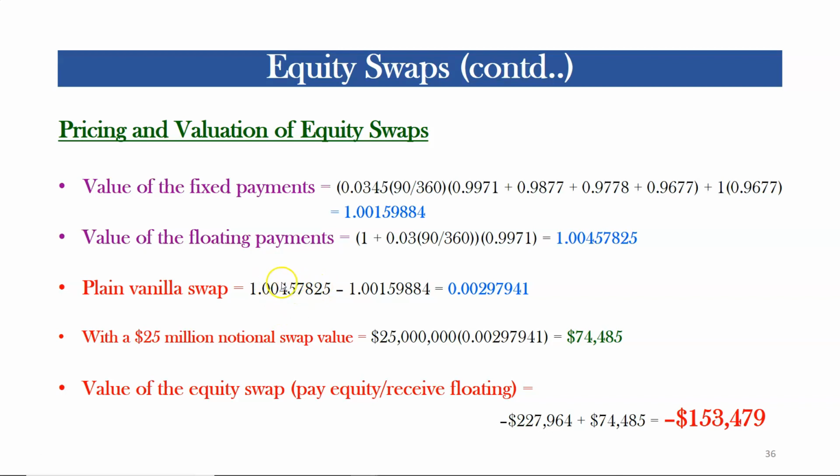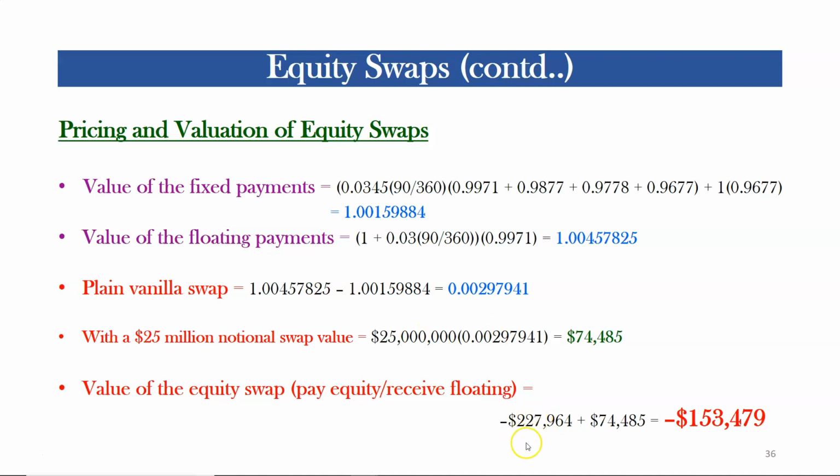Remember, we are receiving floating rate and we are paying fixed rate. So the value of the plain vanilla swap with a notional value of $1 is equal to $0.00297941. For the actual $25 million notional value in the swap in the IVM example, the value of the swap will be equal to $74,485. That is 25 million multiplied by the swap value per $1.